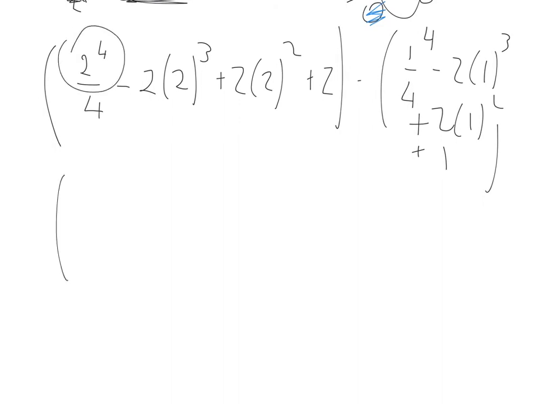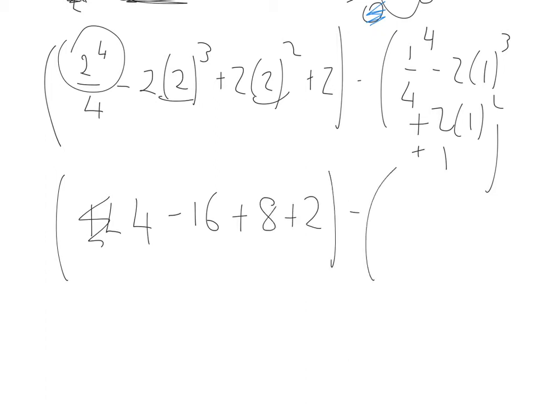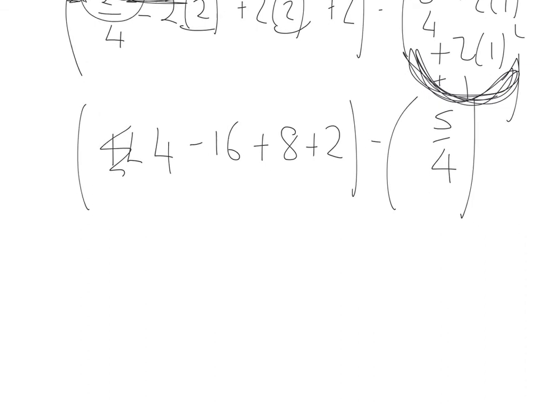Two to the power 4 is 16, 16 over 4 is 4. I then get 2 cubed, which is 8 times 2 is 16, so that's minus 16, plus 2 squared is 4 times 2 is 8, plus 2, minus, open up, and in here I've already worked out earlier on that if I sub in 1 I'll get 5 quarters in here, so I can just use that result and speed up the process a wee bit.